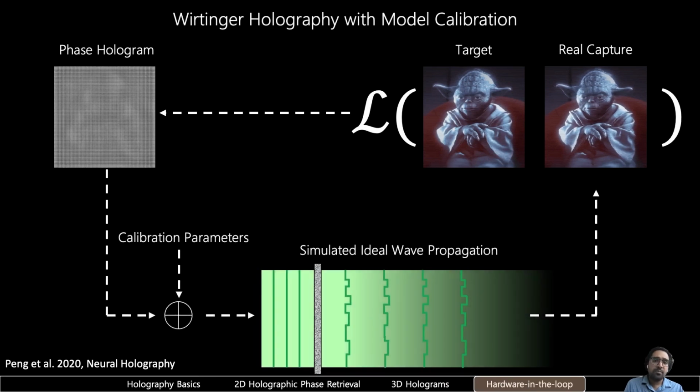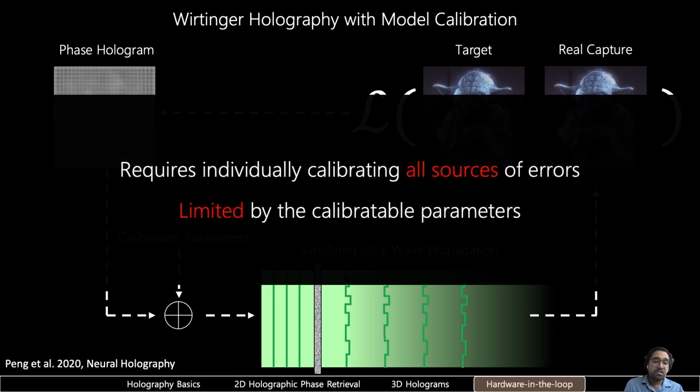One way of overcoming this is to calibrate for all the real-world deviations and use this calibrated model to generate holograms. Although it doesn't work as well as having an active camera in the loop, it can suppress many real-world artifacts. But unfortunately, this method requires identifying and calibrating every individual source of error. It is challenging to calibrate for all the sources of error, and this approach is fundamentally limited by the calibratable parameters.